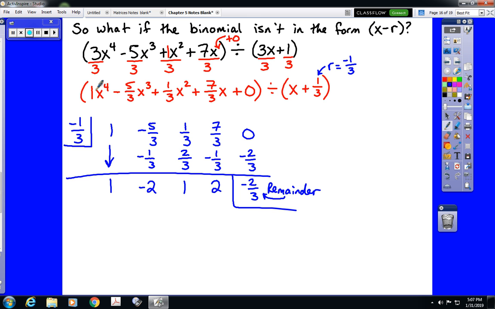So we started with x to the fourth. We divided by x, so our answer should start at x to the third. So we have 1x to the third minus 2x squared plus 1x plus 2. And then the remainder is problematic because our remainder would be 2/3 over x plus 1/3. And this is mathematically inappropriate. We are not allowed to leave fractions within a fraction. If they were decimals, we wouldn't be able to leave them there either.